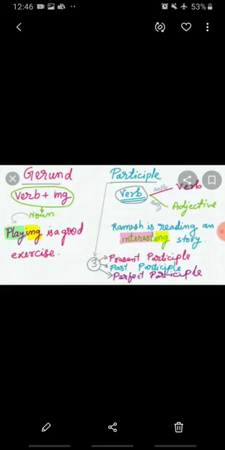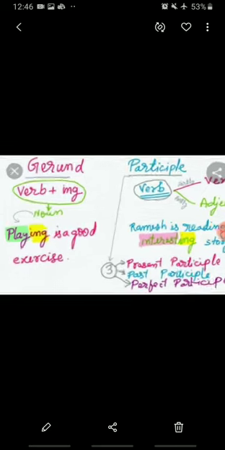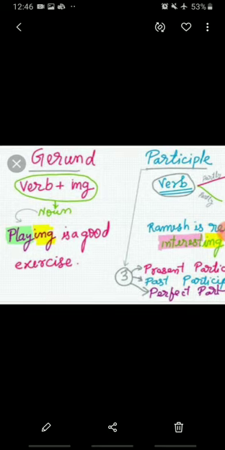When we add ing to verb 1 and it acts as a noun, then it is a gerund. Here we can see one example: Playing is a good exercise. What is a good exercise? Playing. Here playing does not act as a verb, but it acts as a noun. So it is a gerund.